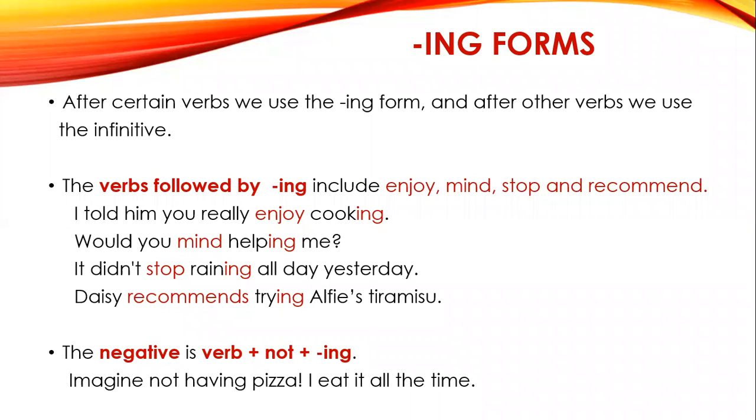Okay, so in this case, with these verbs, we generally use the negative forms. So how do we use the negative form? Well, the negative form is used with the verb, I mean, enjoy, mind, stop, and recommend, and then not, and then finally the ing form. So we can have this example. Imagine not having pizza. I eat it all the time.